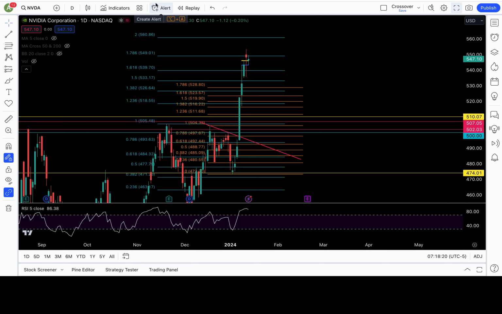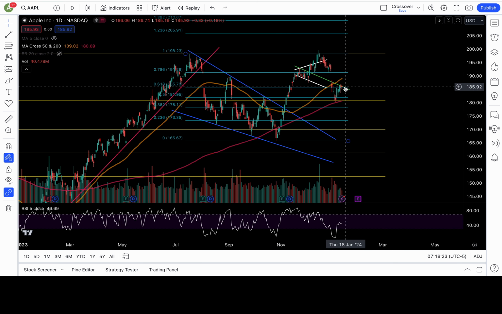All right? Apple is consolidating. It has an inside candle. What I need to see is 187 clears. If 187 clears, that's the mother candle's high. That will put the 50 daily moving average in play, which is around 189-ish. And then the 191.2 fib level is in play.